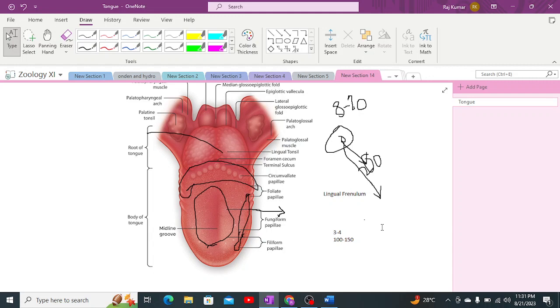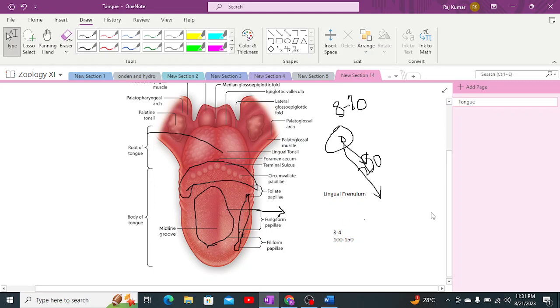The quantity of these is basically variable, and as they are small in size, they should have a huge quantity within the tongue.